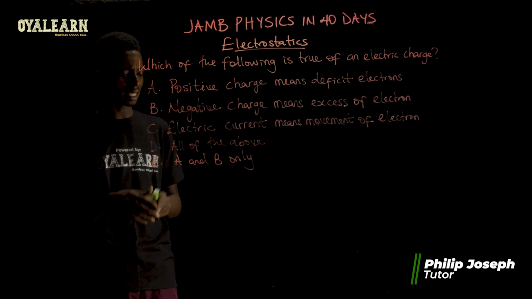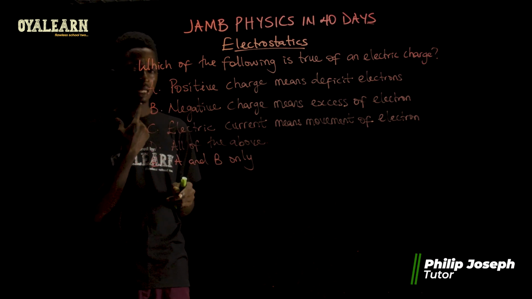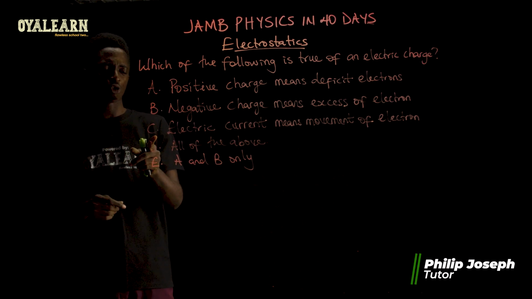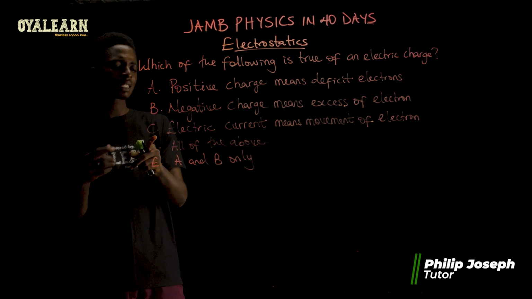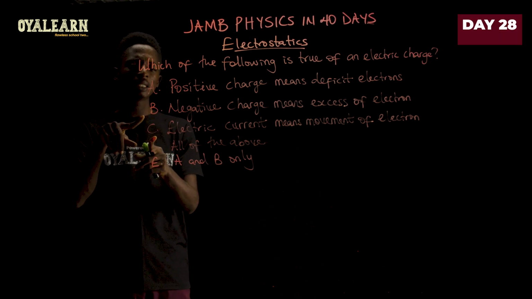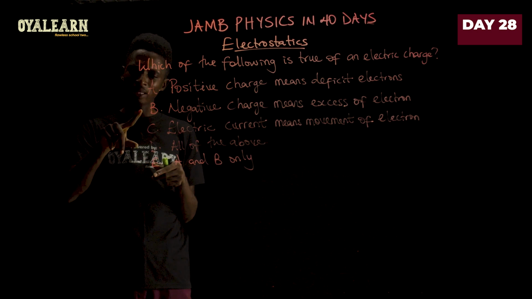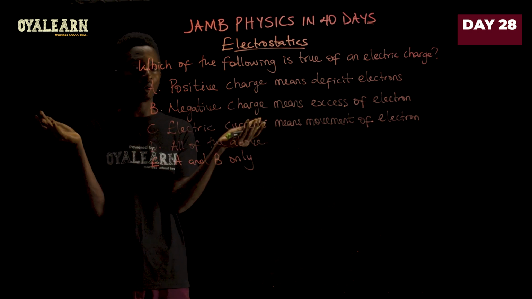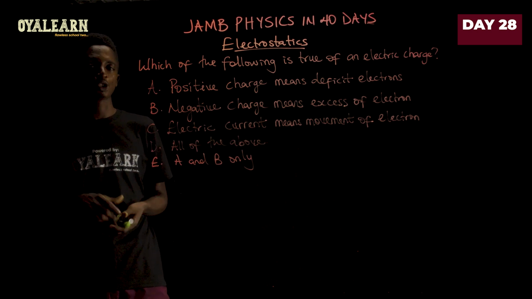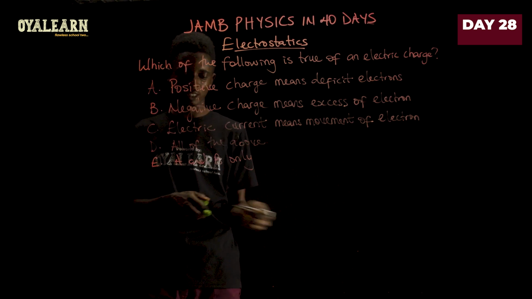But E says A and B only. We have already established that C is true. So since C is true, it can't be A and B only. It can't be A, it can't be B, it can't be C. That leaves us with only one logical choice, which is option D. So we go with D for this question.